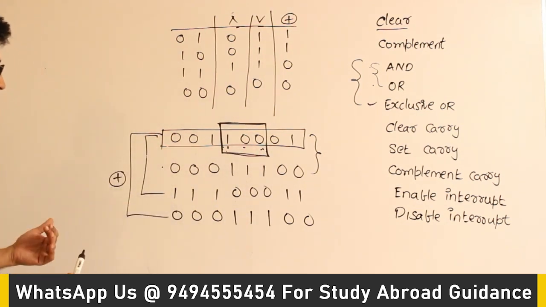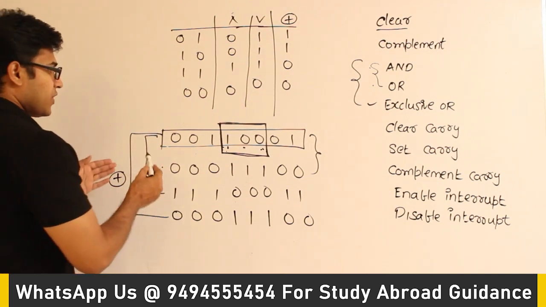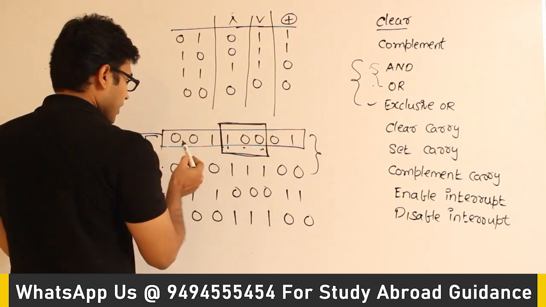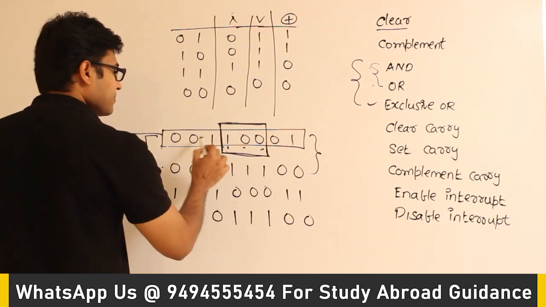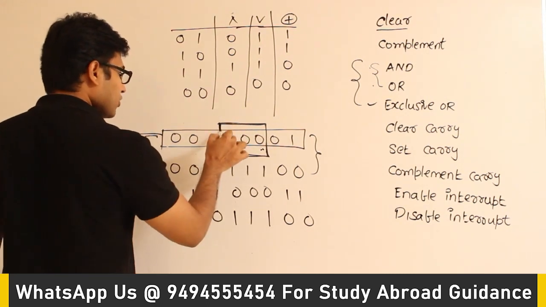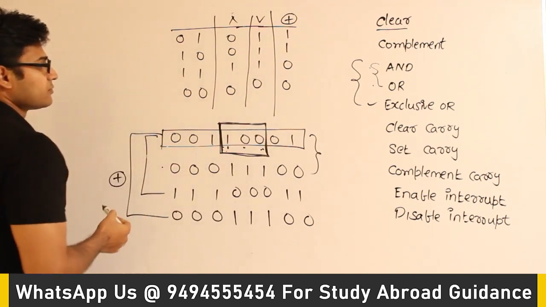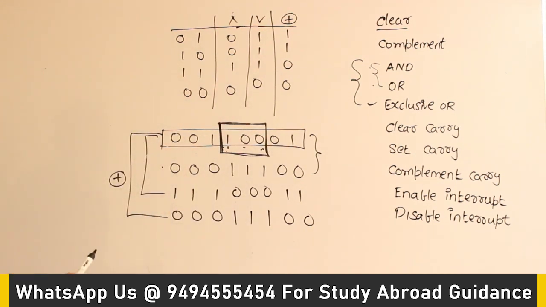So what I mean to say is, using these basic operations we can modify the entire data at the bit level, or some bits at the bit level, or a group of bits at the bit level, right? So all these are actually related to bit manipulations. That is why they are called logical operations.